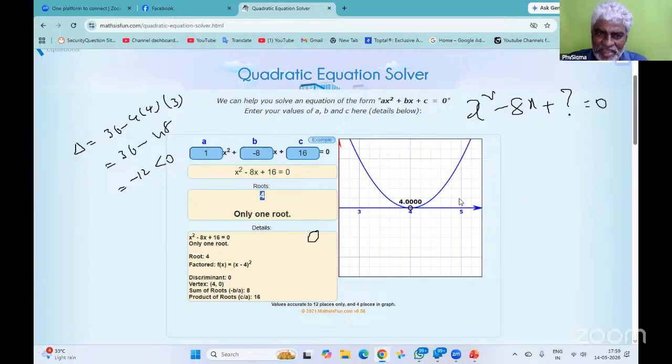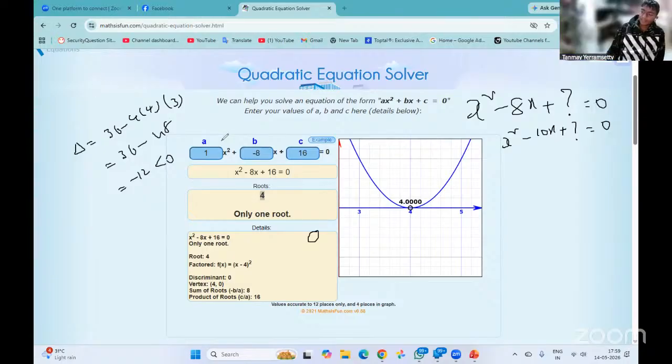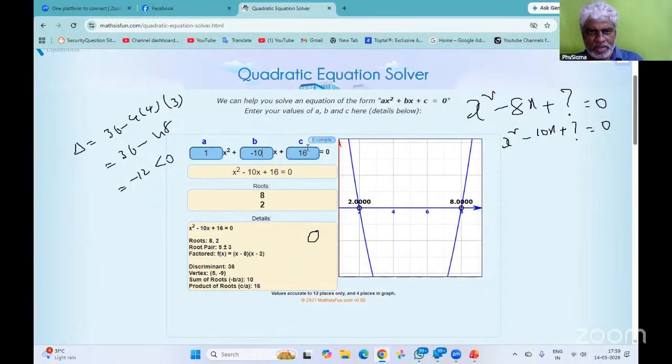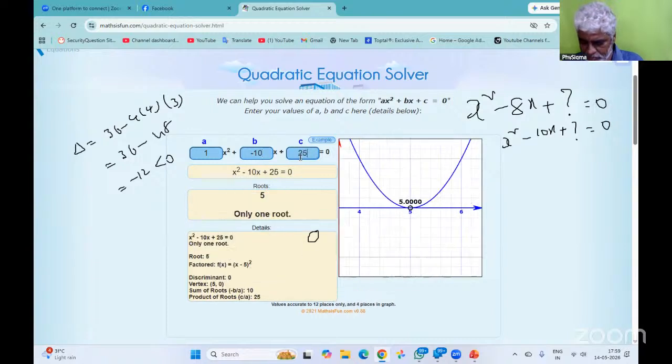I'm asking one more question. See, have you verified this? It shows only one root, right? Let us see. The question is x square minus 10x plus how much, to have exactly one root? 25. Perfect. Correct only. How could you say? Because 4 times 25 equals 100, and 10 squared equals 100. That's good. It has only one root, right?